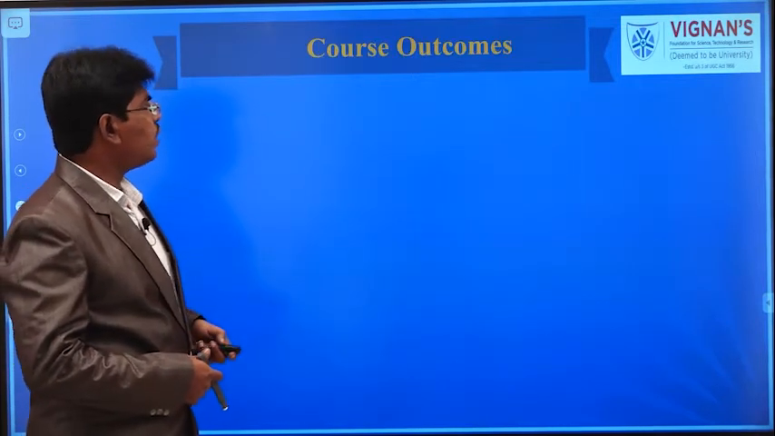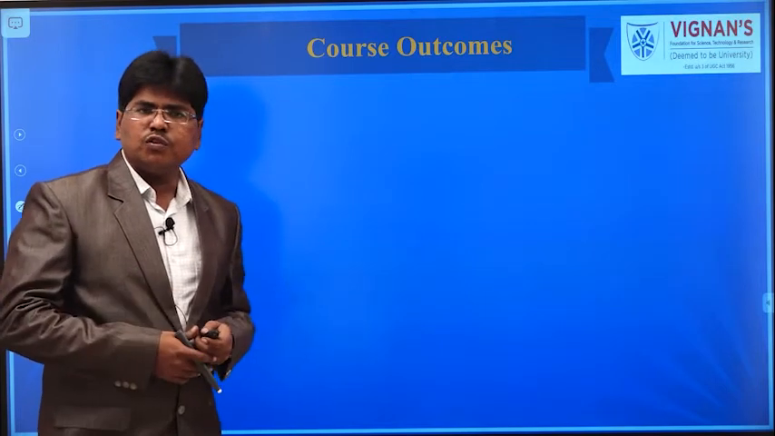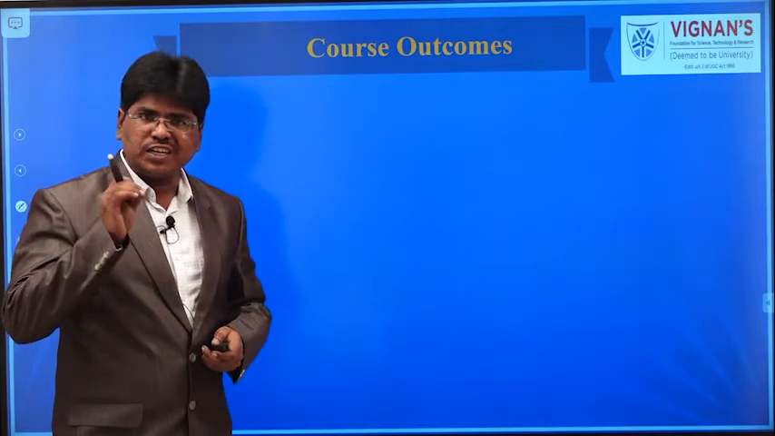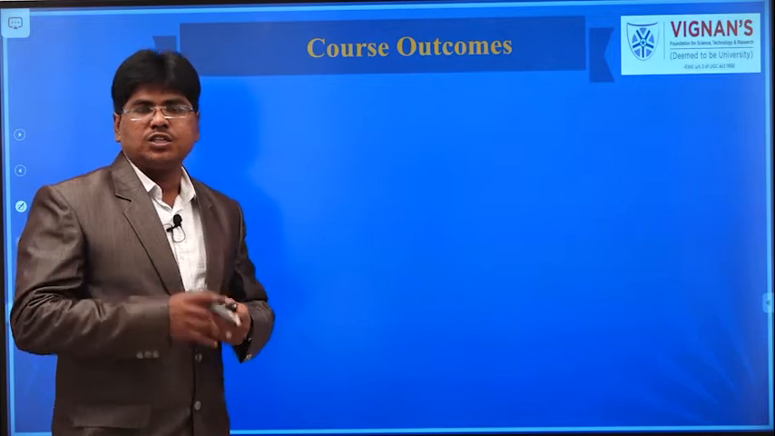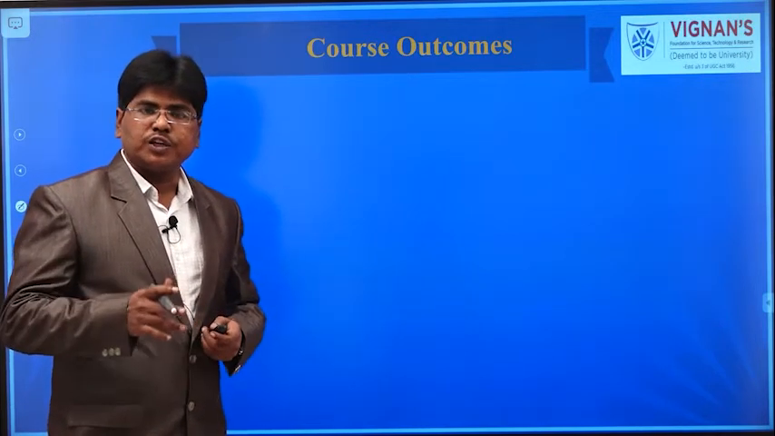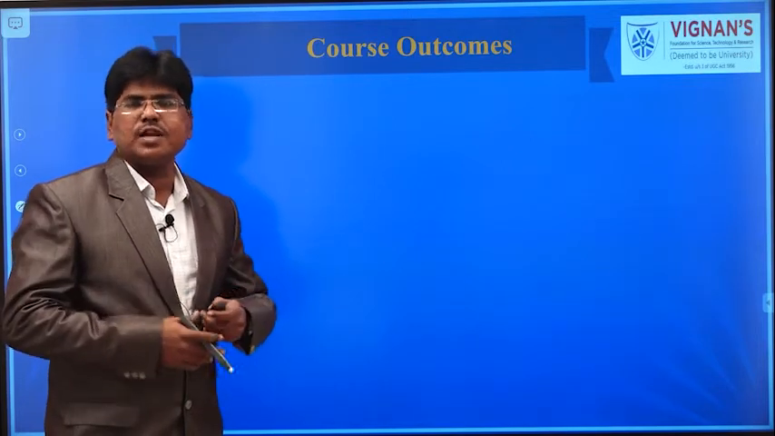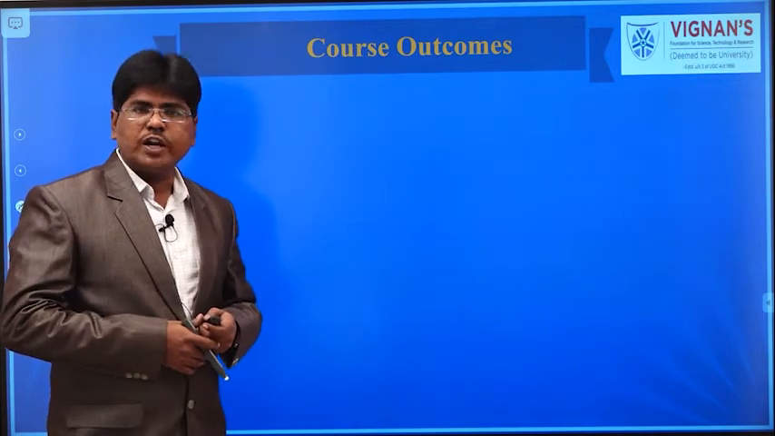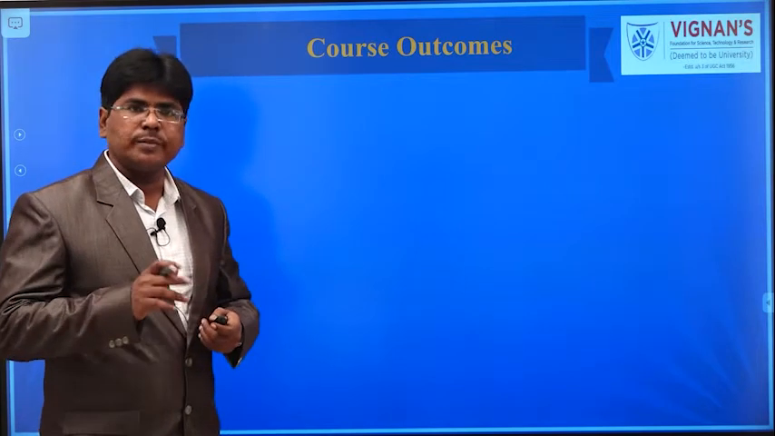And coming to the next one, what are the course outcomes of this particular course? First of all, we have to know what a course outcome is. Course outcomes describe the measurable and observable knowledge or skills of the students in an effective way. So the course outcomes always describe the measurable, observable and meaningful knowledge or skills that the students will achieve through the course. Those are nothing but course outcomes.